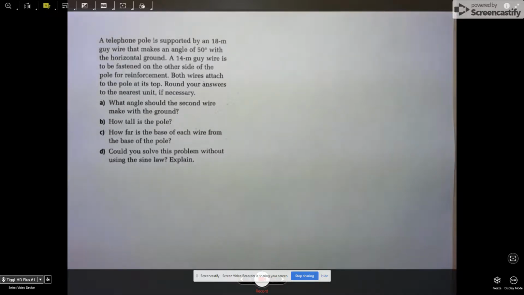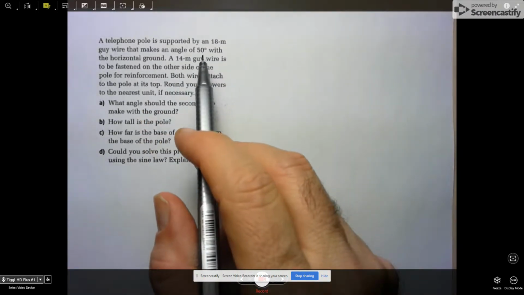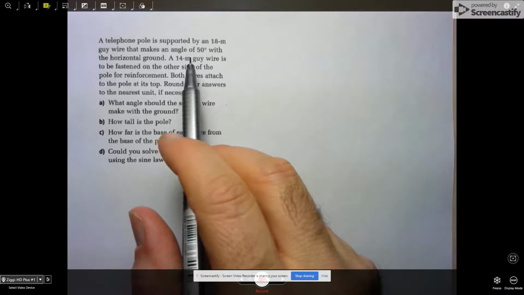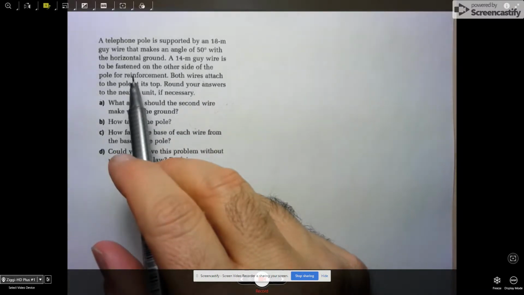Hi folks, we're going to take a look at page 403, number 11. Okay, so here they tell us that a telephone pole is supported by an 18-meter wire that makes an angle of 50 degrees with the horizontal ground, and then a 14-meter wire is fastened to the other side.